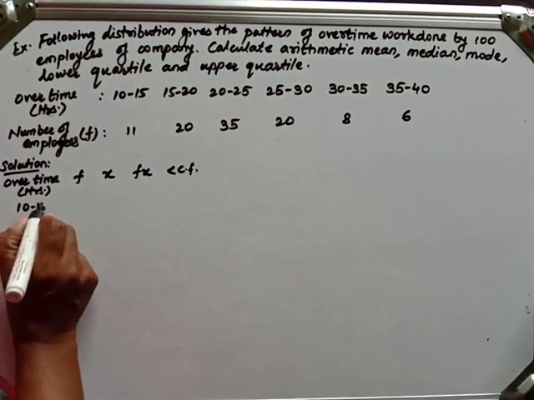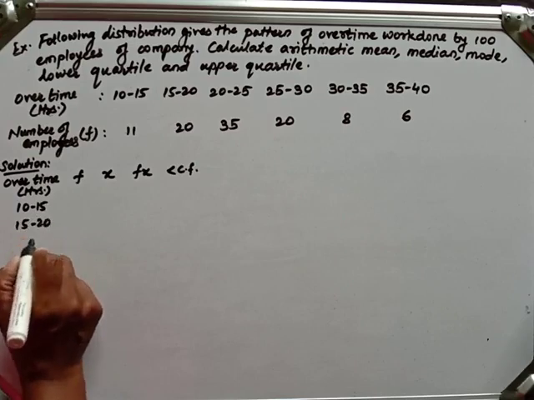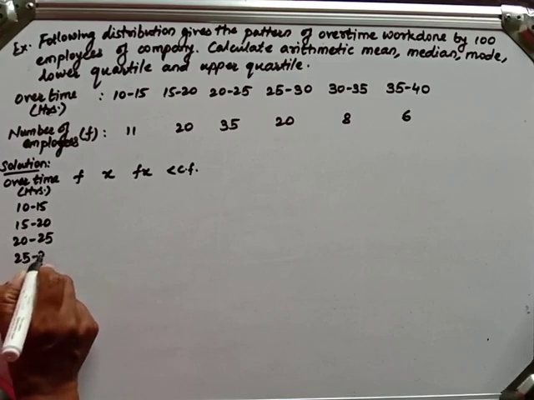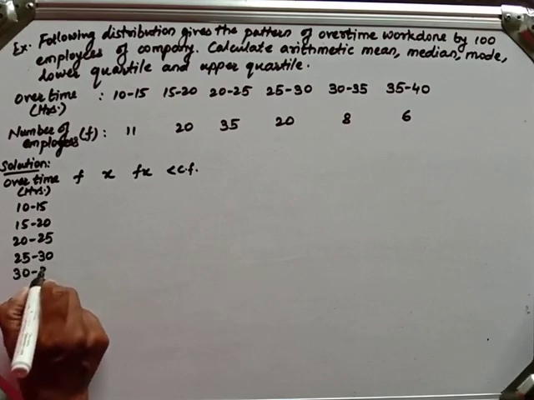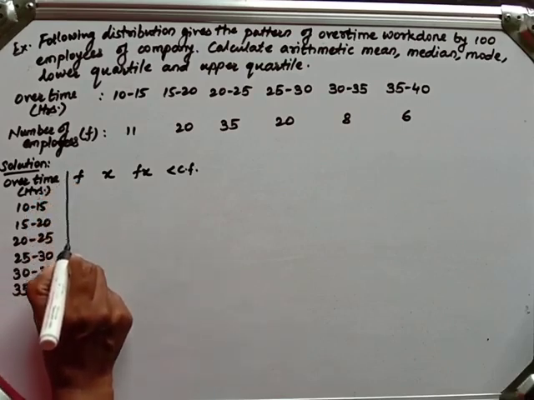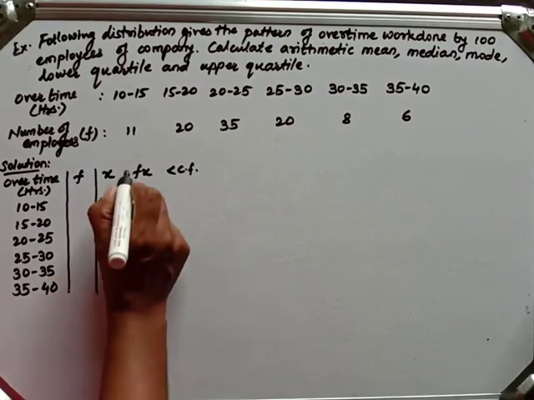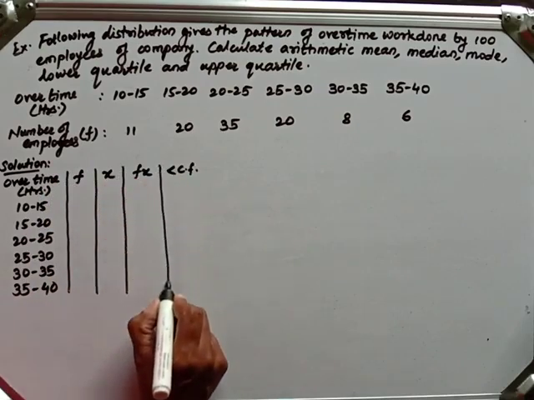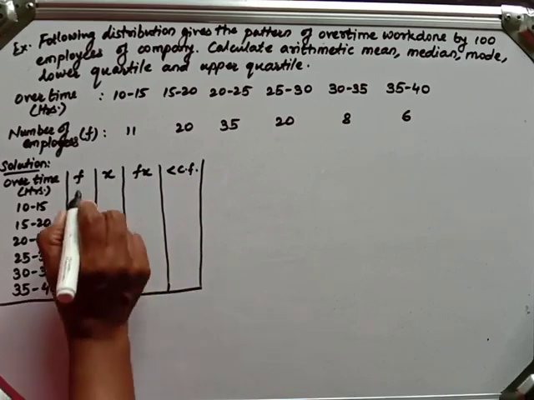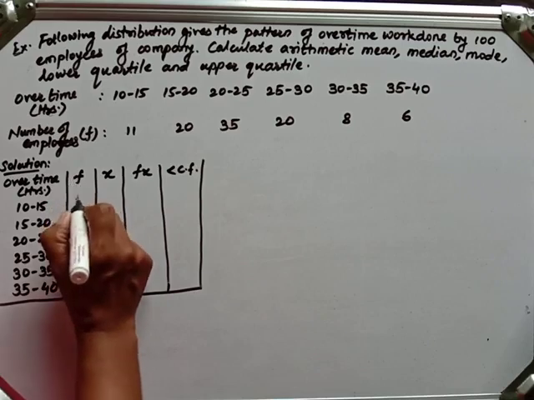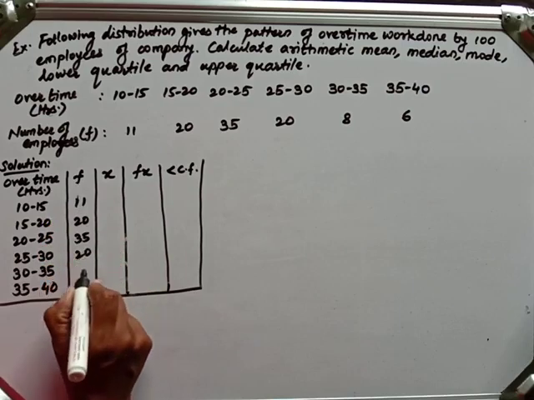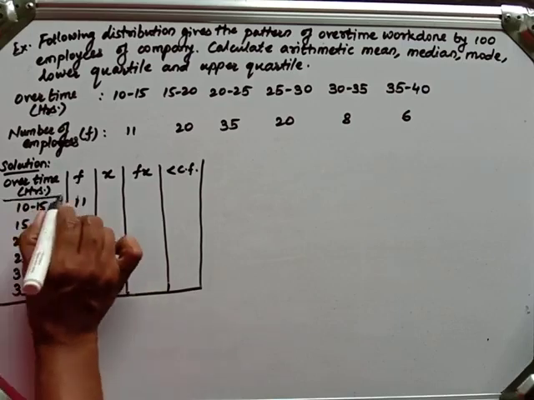So here 10 to 15, 15 to 20, these are continuous, so no need to work on them. So 25 to 30, then 30 to 35 and 35 to 40. Now what are the frequencies? Here the frequencies are 11, here we will write 11, 20, 35, 28 and 6.